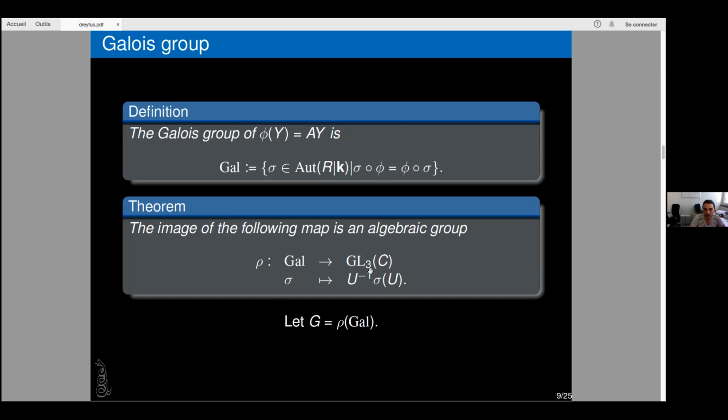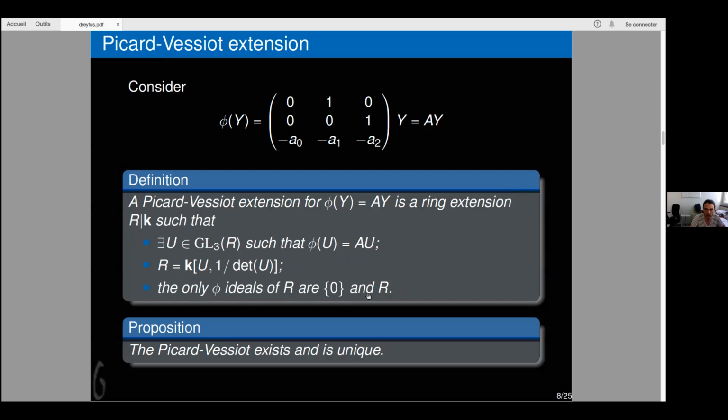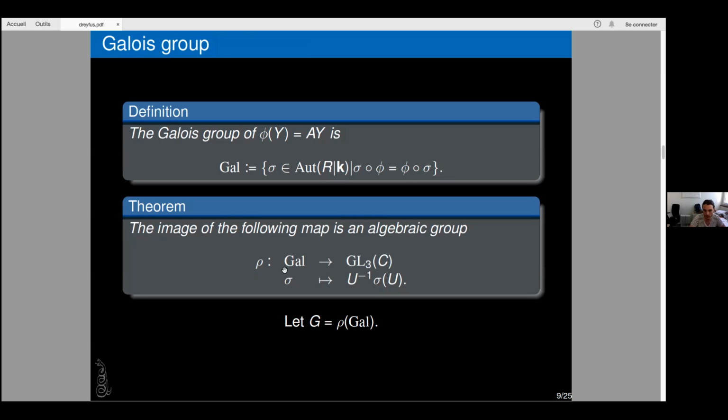But in fact, the last assumption we make here implies that the elements of R that are phi-invariant belong to C, the field of constants. And if you consider this matrix and make phi act on it, you find that it's phi-invariant.